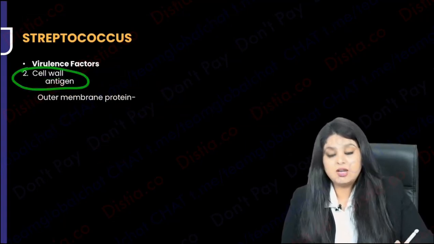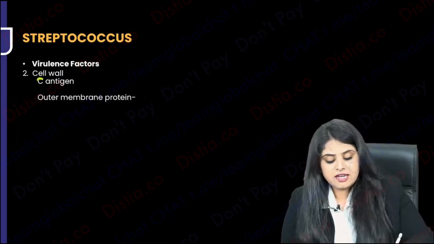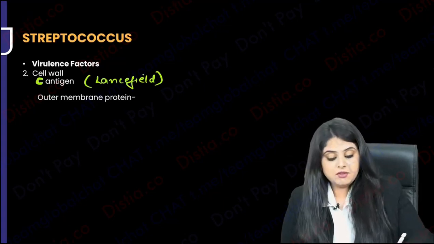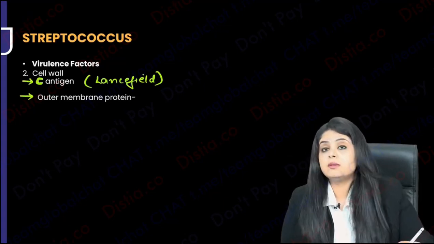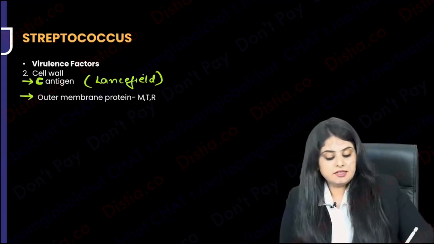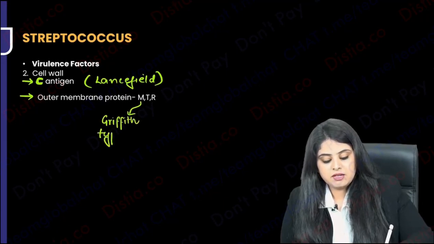There are some cell wall antigens, and which antigen am I talking about? Of course, you know it's the C antigen, because the C antigen is the basis of the Lancefield grouping. Apart from that, the cell wall also has some outer membrane proteins. Outer membrane proteins include MTR: M protein, T protein, and R protein. And with the help of the M protein, I was doing the Griffith typing, which was very, very important.